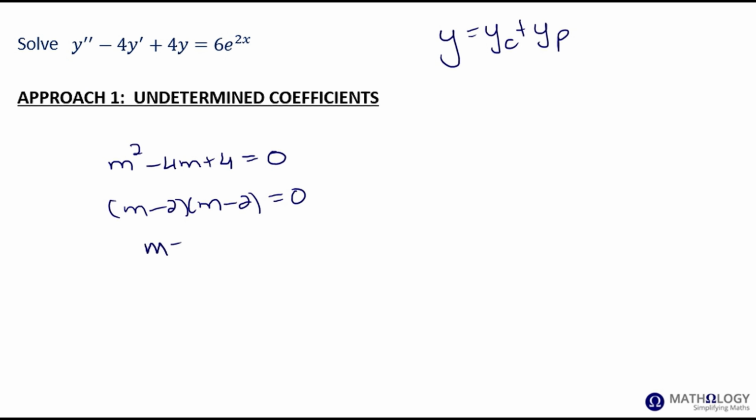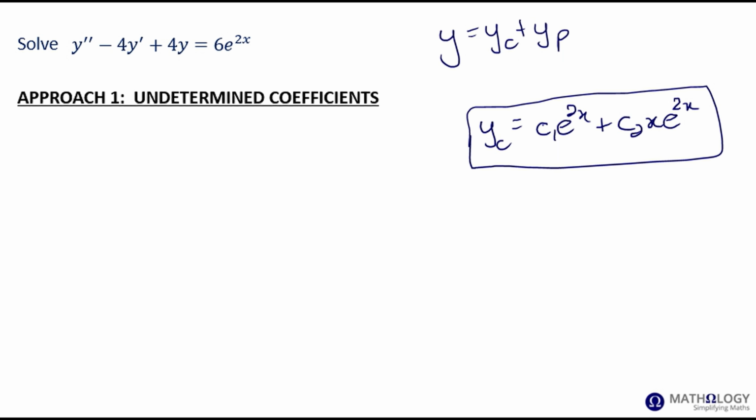m equals 2 is the root. We have equal roots, so we have one root here. So the complementary solution will be c1 e to the 2x plus c2 x e to the 2x. Because we have repeated roots, we have the presence of this x in our complementary solution.